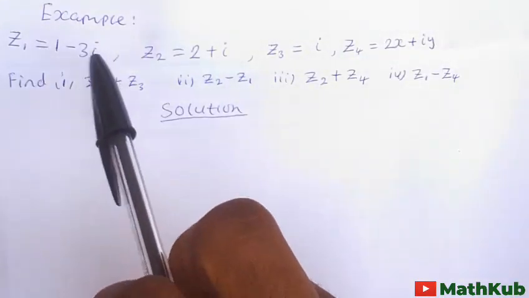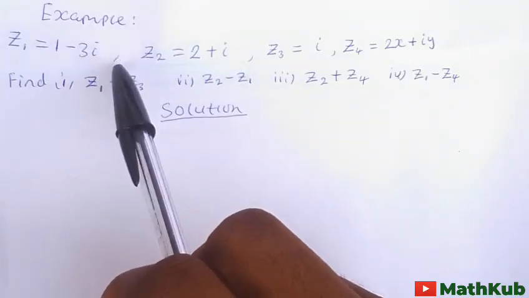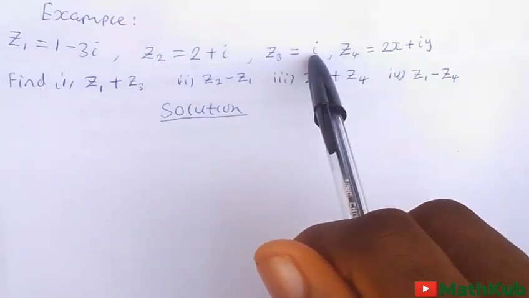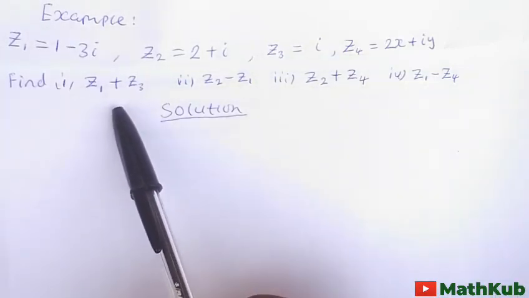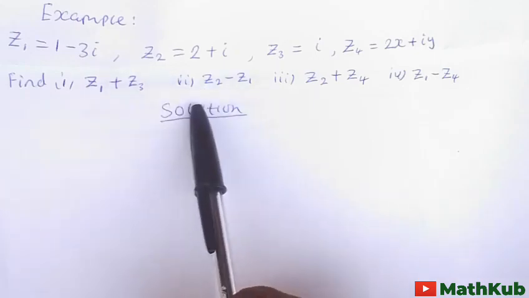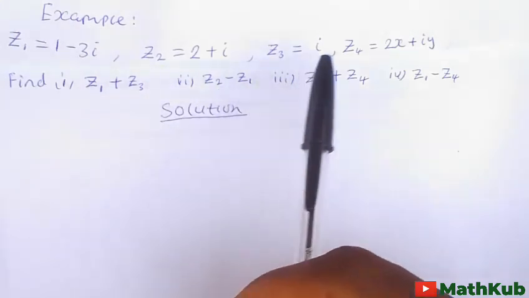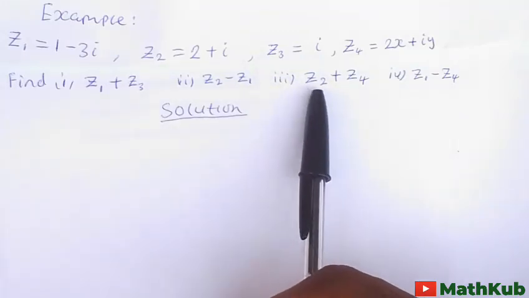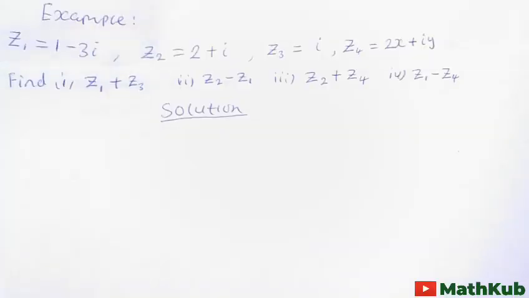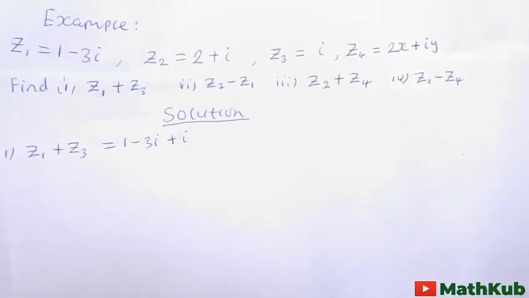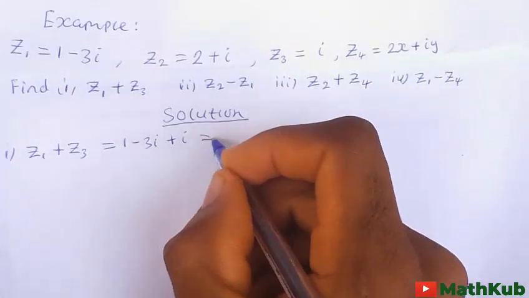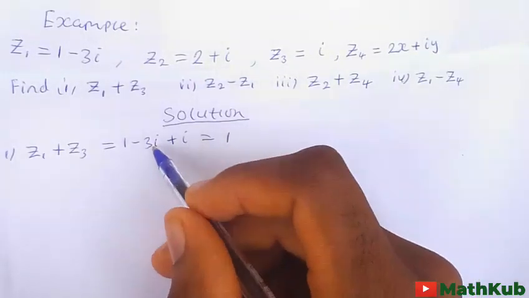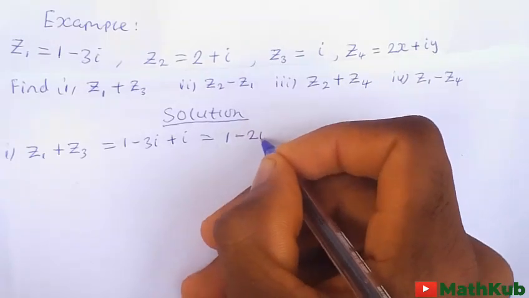Example: if z1 is 1 minus 3i, z2 is 2 plus i, z3 is i, and z4 is 2x plus iy, find z1 plus z3, z2 minus z1, and z2 plus z4. z1 plus z3 is equal to 1 minus 3i plus i, which is equal to 1 minus 2i.